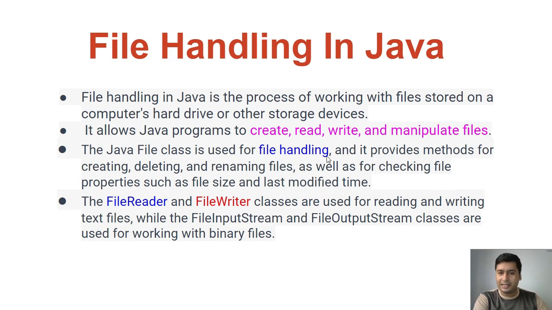Basically, it provides methods for creating, deleting, and renaming files, as well as checking file properties such as file size and last modified time, each and everything you can check. The FileReader and FileWriter classes are used for reading and writing text files, while the FileInputStream and FileOutputStream classes are used for working with binary files.